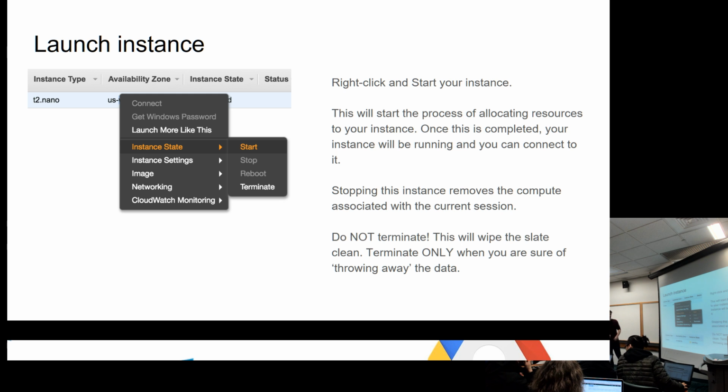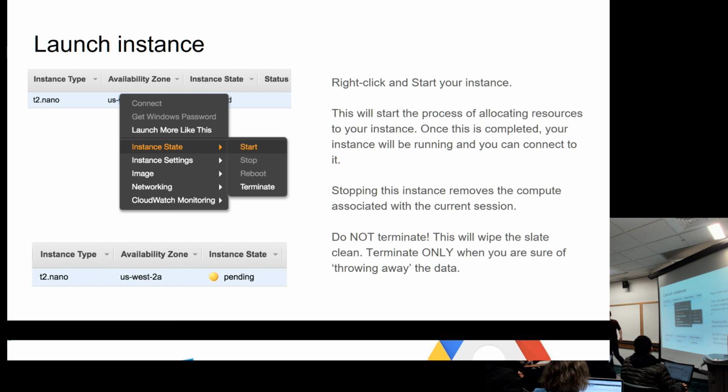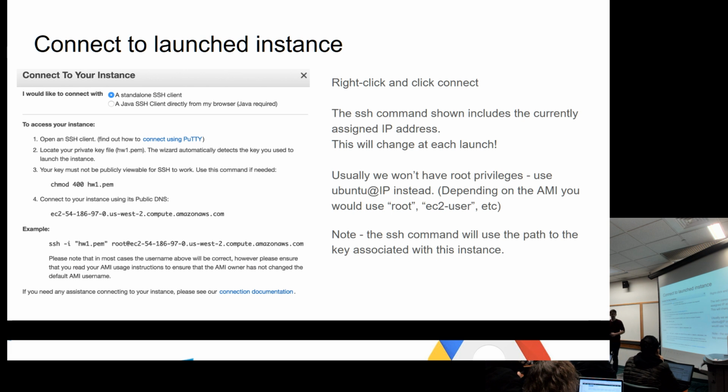Okay. So this is what it'll look like. When you do this start process, it'll go from red, which says stopped, into orange or yellow, which says pending, and then into running. So now we need to connect to the instance that is up and running.